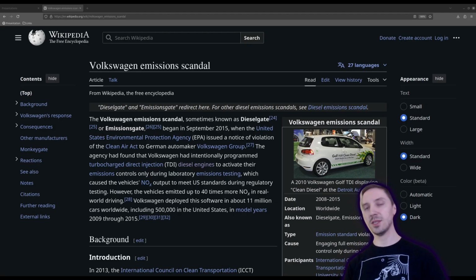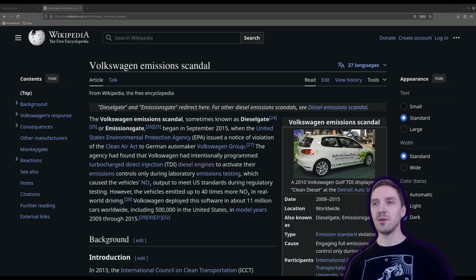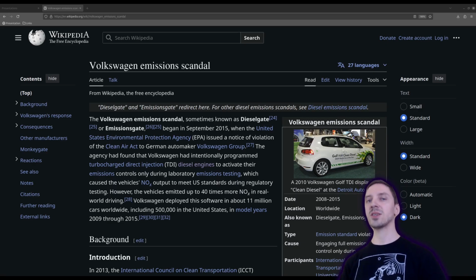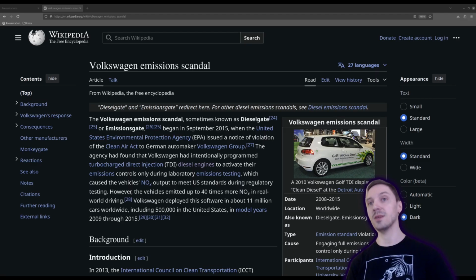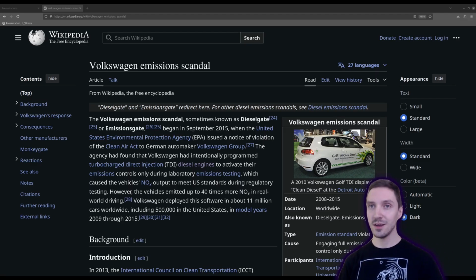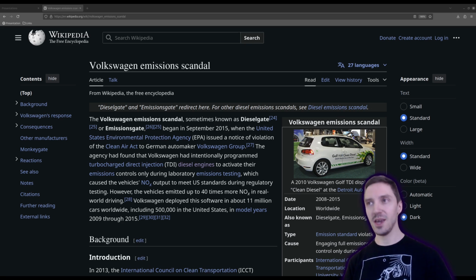The Volkswagen emission scandal is an unfortunate example of a corporation lying about diesel emissions. The people working at Volkswagen designed a system to hide the real emissions of their vehicles. They intentionally programmed a system which activated during laboratory emissions testing, which caused the vehicle's nitric oxide output to meet US standards. But in reality, the vehicles emitted up to 40 times more nitric oxide in real-world driving. To be clear, there is no such thing as clean diesel.